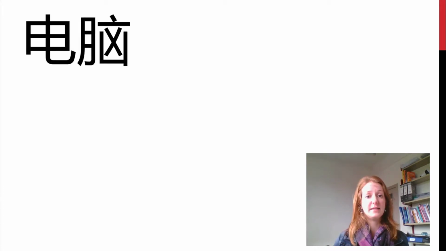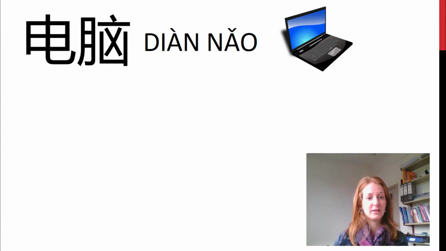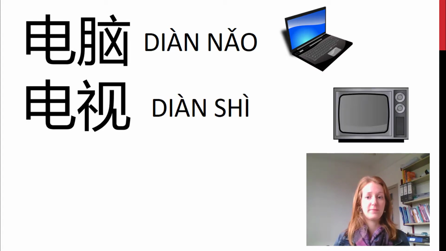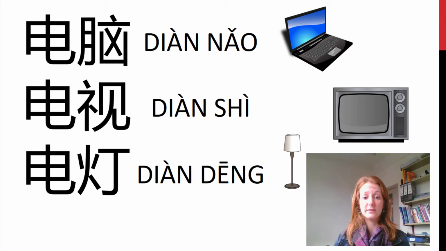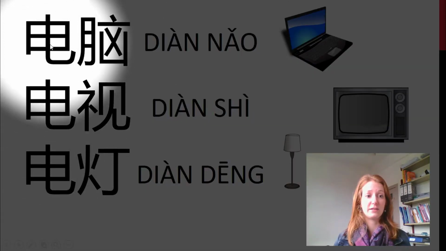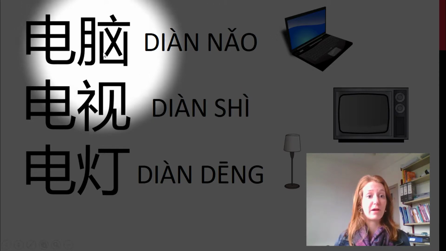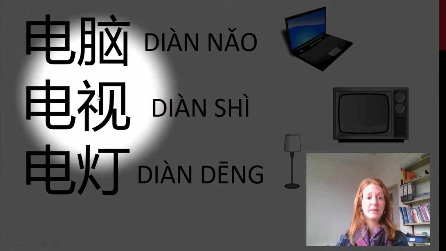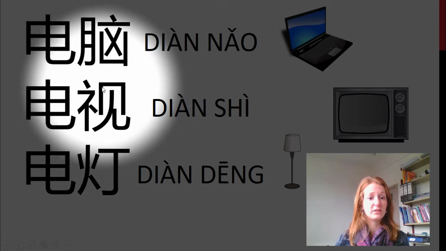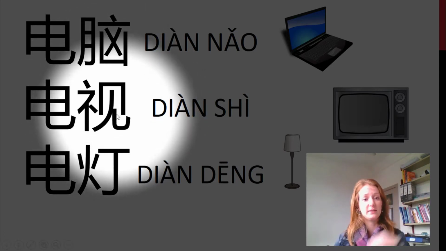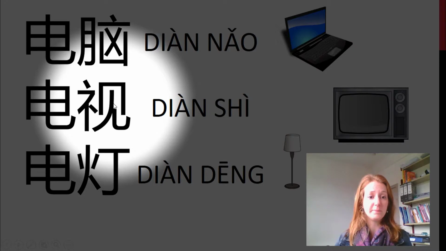So on this slide, we will have 3 different electronics. The first one, 电脑, 电视, 电灯. So as you can see, all of these have the electricity radical on them. The second radical, however, is different for each of them. The 脑, you might remember, is the brain, so electric brain is our computer. 电视, 视 is vision, so this is from 再见, see you again. You might recognize that part.